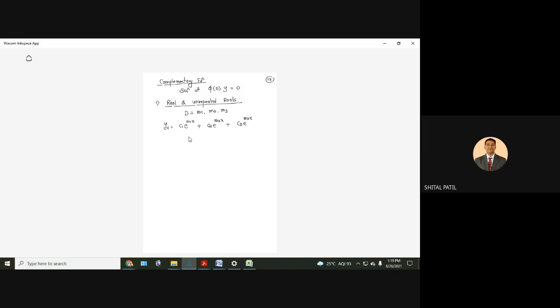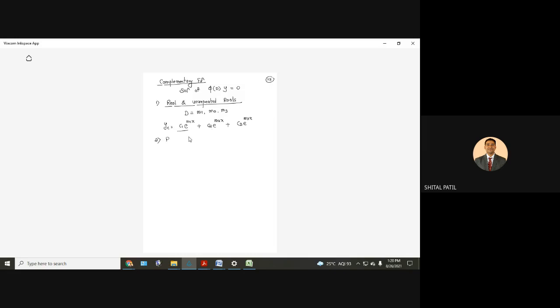Getting it? This is the formula to write the complementary function. Yesterday we studied this part only. Obviously, the second part will be c2 e raised to m2x corresponding to m2, and c3 e raised to m3x corresponding to m3. And then we have to consider their addition, known as linear combination. Okay.